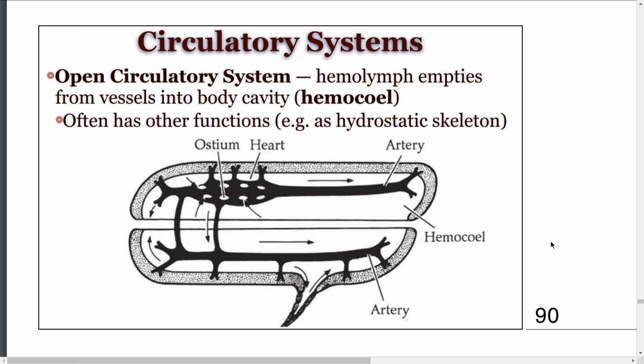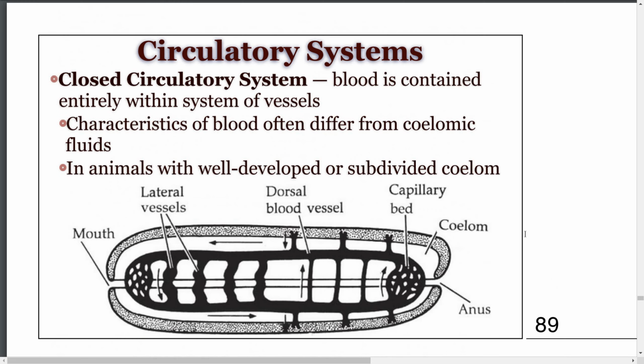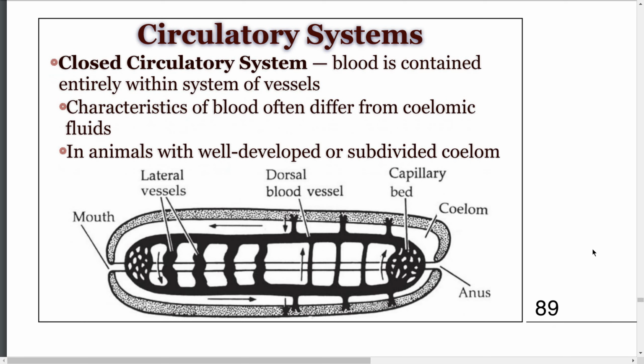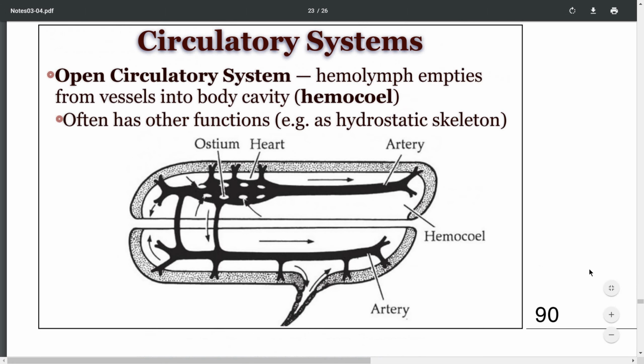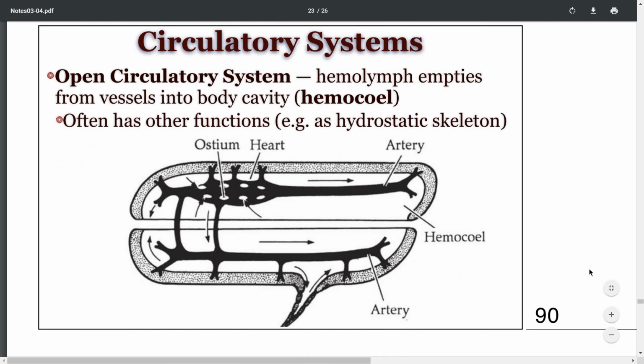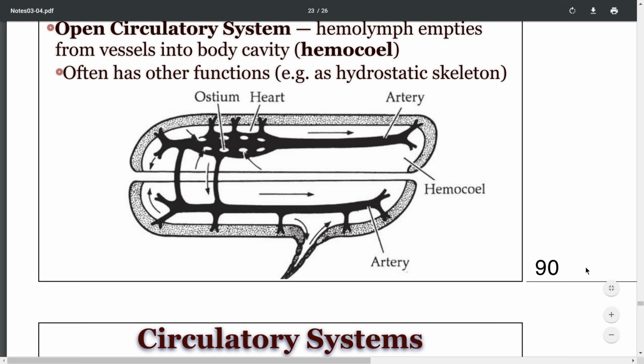So examples of closed circulatory systems include us vertebrates, for example, and octopi and squid have closed circulatory systems. Annelid worms have closed circulatory systems. Open circulatory systems are found in most other mollusks besides squid, and arthropods generally have an open circulatory system, and so on. All right.